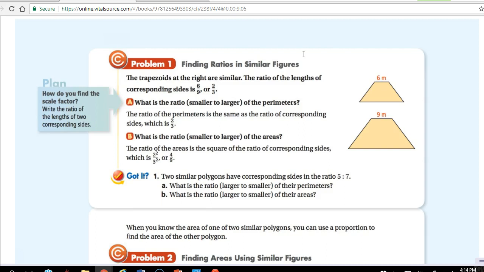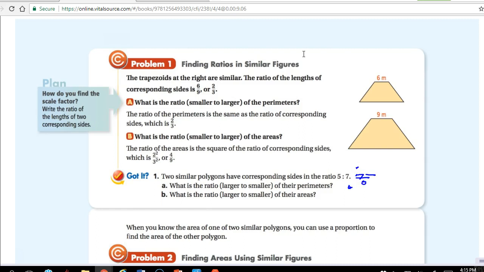Now, let's see if we understand what that's saying. Two similar polygons have corresponding sides with a ratio of 5 to 7. So that means if the sides have a ratio of 5 to 7, what is the ratio, again, the larger to the smaller? Well, the larger one's going to be 7, the smaller one's going to be a scale factor of 5 of the perimeters. And so what we're going to find is, remember, perimeters are just the same. So we're talking about 7/5.